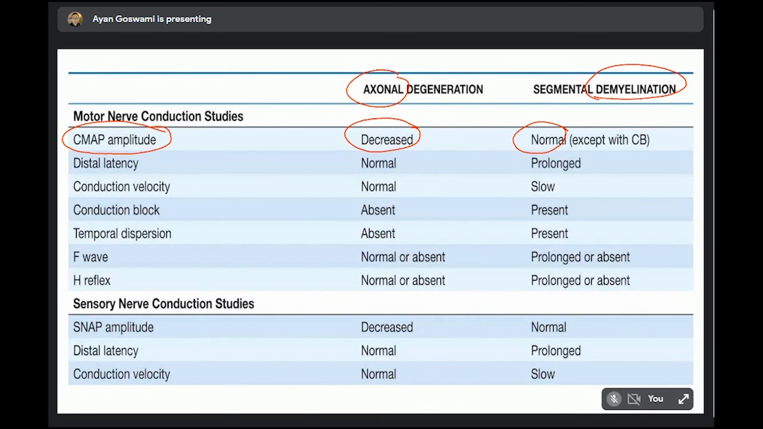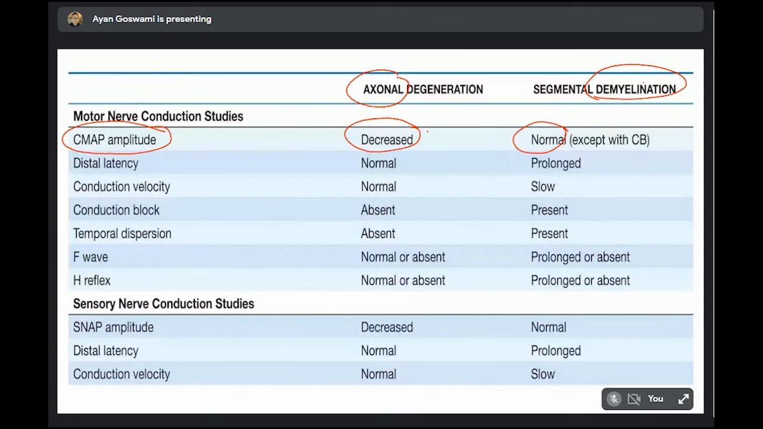Correct. So when we are testing motor nerve, that means compound muscle action potential. So in case of axonal degeneration, compound muscle action potential amplitude is decreased, and it is normal in case of demyelination, right? But the conduction velocity is reversed. When there is demyelination, you know, myelination is responsible for velocity. So when myelination is less, velocity is less, right?